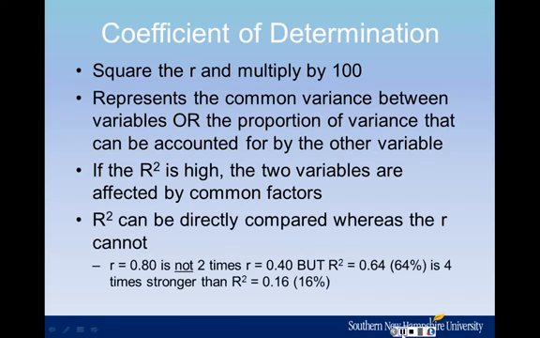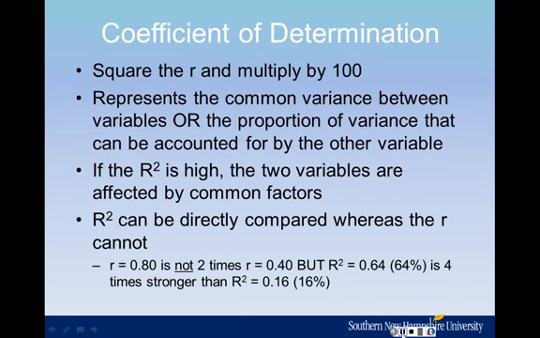The advantage of an R squared is that an R squared can be directly compared to another R squared, whereas an R cannot be directly compared to another R. So for example, if you have an R of 0.8 and an R of 0.4, the 0.8 is not 2 times the strength of a 0.4. You can't compare those numbers that way.